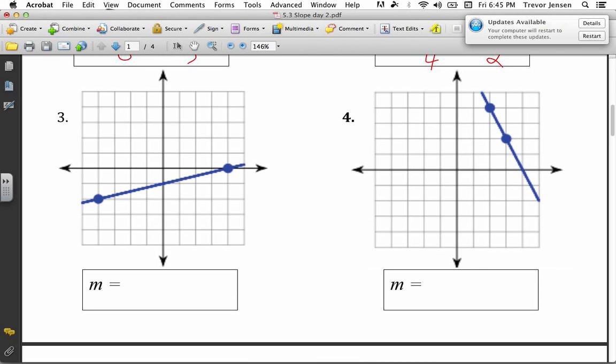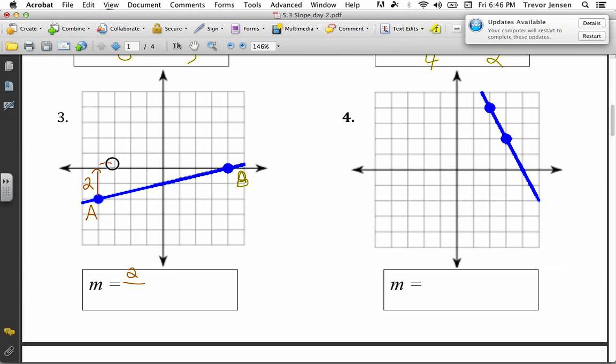Question number 3, let's figure out the slope for line A, B. Whoops, I wrote A for both of them. Line A, B. So I need to figure out what's the rise and the run. Remember, rise is the vertical distance between the 2 points. So to get from A to B, I have to go up 1, 2. Going in the upwards direction gives me a positive rise. So my rise is 2 divided by my run.